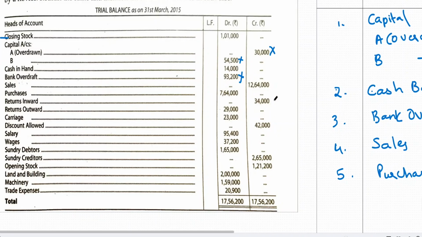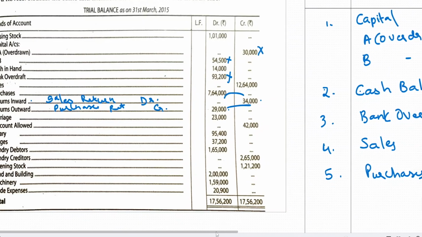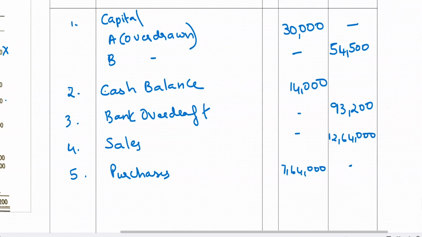Returns inward is having a credit balance and returns outward is having a debit balance. Okay, so this is also reversed. Return inwards is nothing but my sales return, and return outwards is my purchase returns. So this should have a debit balance and this should have a credit balance. So I have to shift this one over here and this one over here. Okay, so let's write that down.